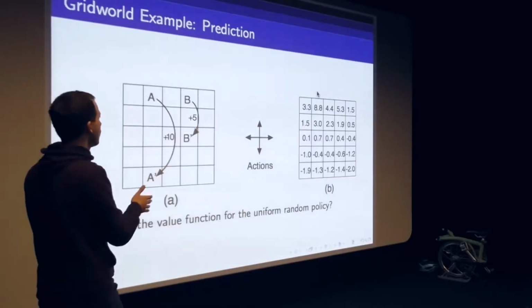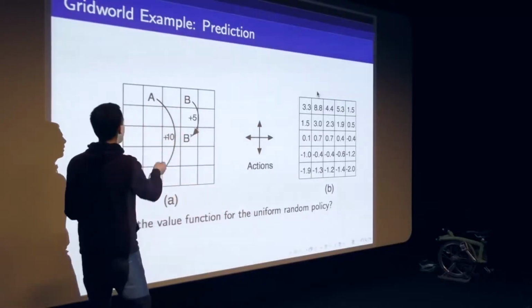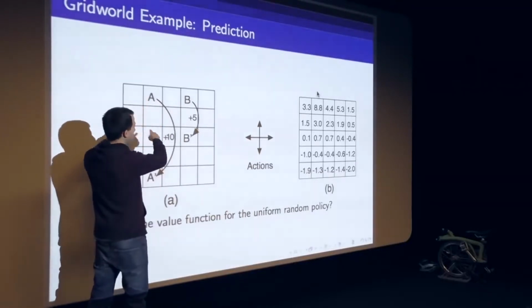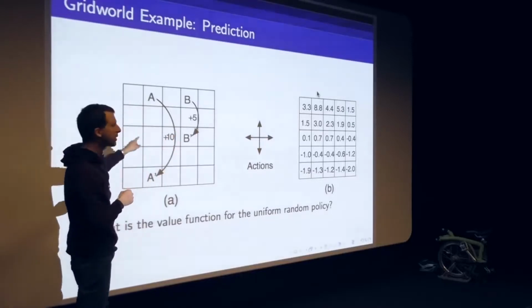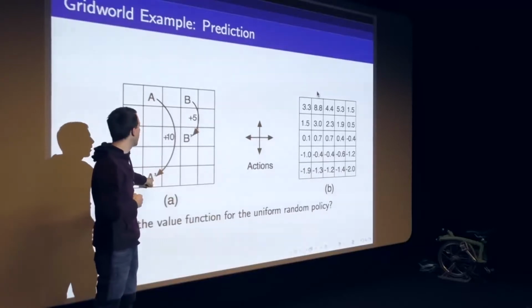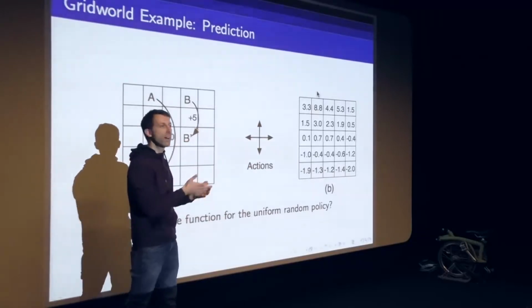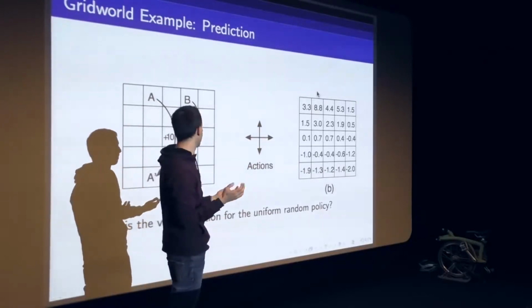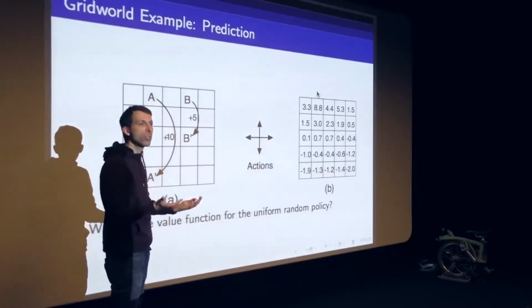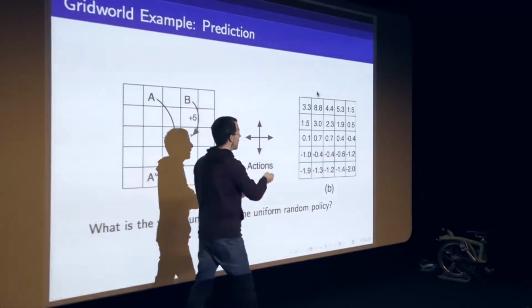If we go back to our grid world example, you can have a grid world like this. Again, you've got an agent that's moving around this grid world. It basically gets -1 per time step, but if it goes to A, it gets a +10 reward and teleports to A prime. If it goes to B, it gets a +5 reward and teleports to B prime. We can ask, what's the value function for the uniform random policy? If we just move around this grid randomly, how much reward will we get? That's a prediction problem. For this fixed policy of behaving randomly, how much reward will we get?